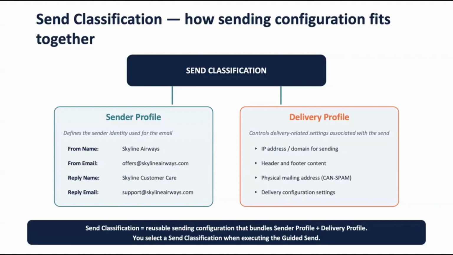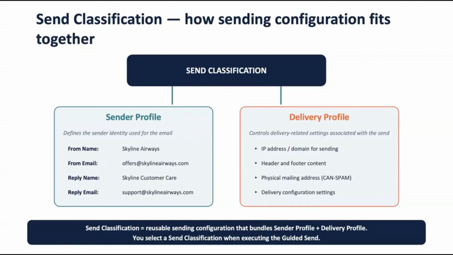Now you can think of send classification as some combination of sender profile and delivery profile. Together they'll be reused over and over again to send campaigns. Here's a memory trick: sender profile is like who sent, and delivery profile is how it is sent. Together we call it send classification, the configuration we select for any send, including who and how. When we go to guided send shortly, I'll show you how we actually select this and where we do all of this.